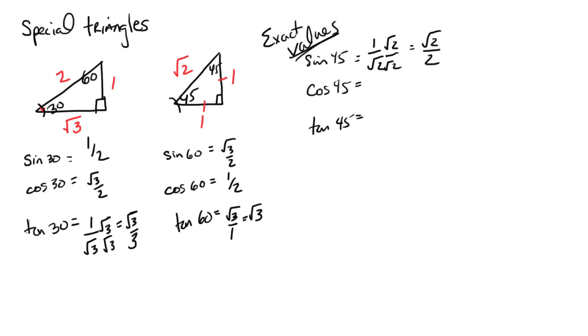Cosine 45. Adjacent over hypotenuse. 1 over rad 2. We just did that. It's the same thing. So I'm just going to jump to rad 2 over 2. Same angle. It just works out to be that with the isosceles triangle. Tangent 45. 1 over 1, or just plain 1.